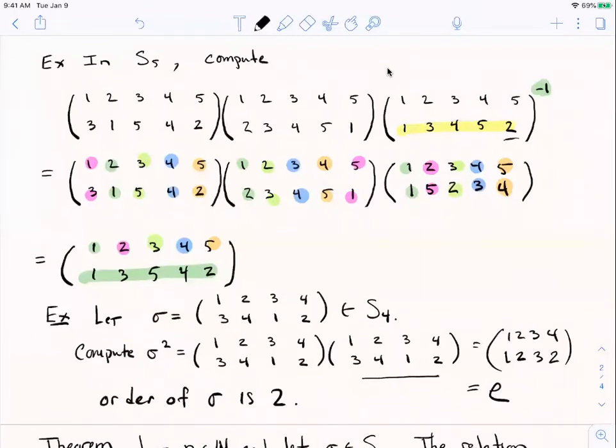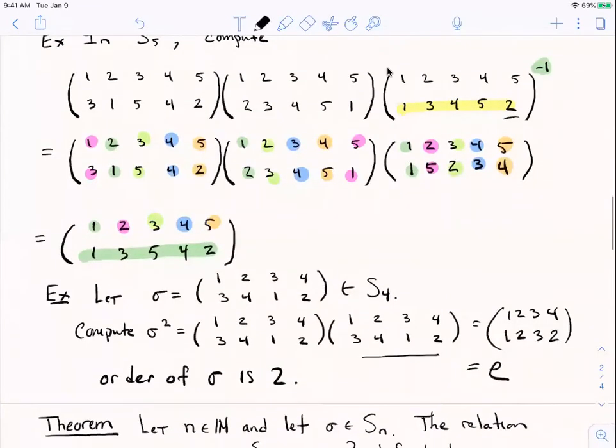Some of your homework problems are going to ask you to find the order of a permutation. You know what that means. Compose that permutation with itself until you get the identity. And I hope you have a small order so you don't have to compute it so much.